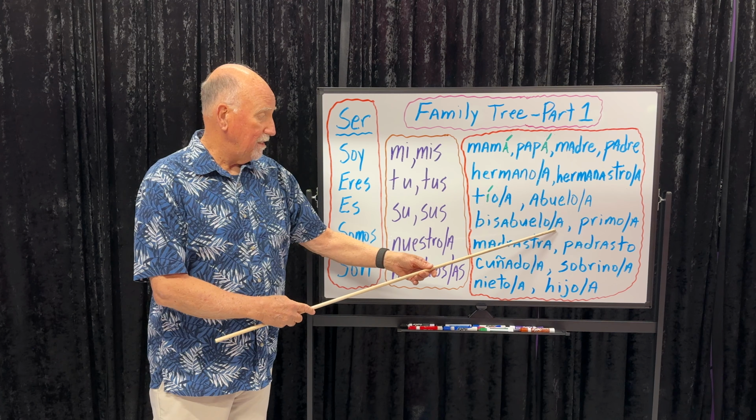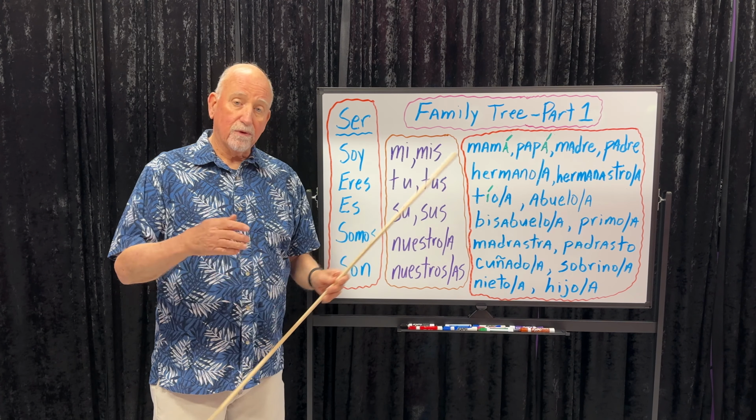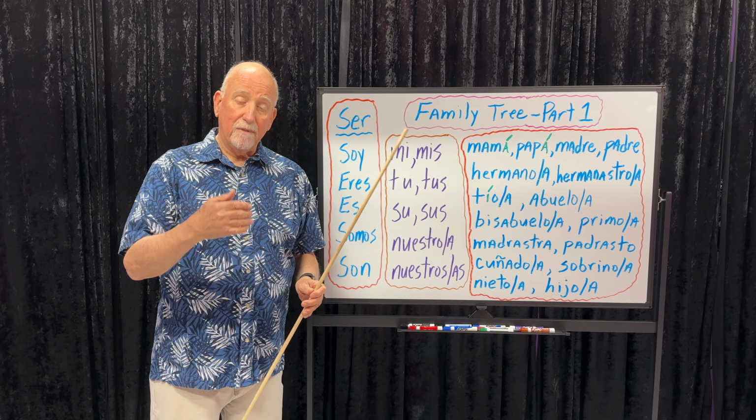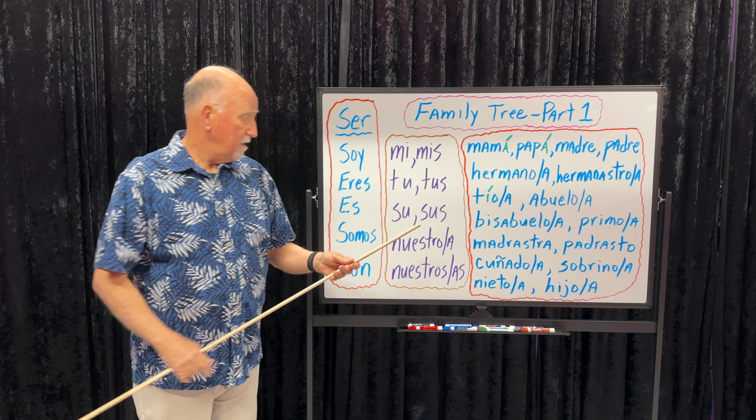We have family tree. Let's take a look first at the words we have here. Mamá and papá, mom and dad. Madre, padre, mother, father. Hermano, hermana, brother, sister. Hermanastro, hermanastra, stepbrother, stepsister. Tío, tía, uncle, aunt. Abuelo, abuela, grandpa, grandma. Bisabuelo, bisabuela, great grandpa, great grandmother. Primo, prima, male cousin, female cousin.